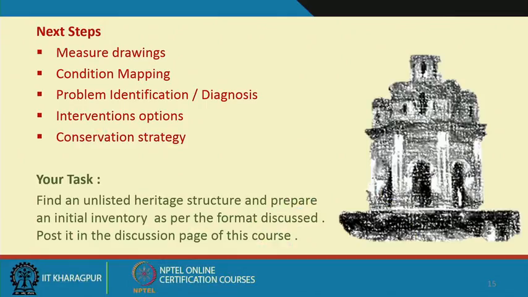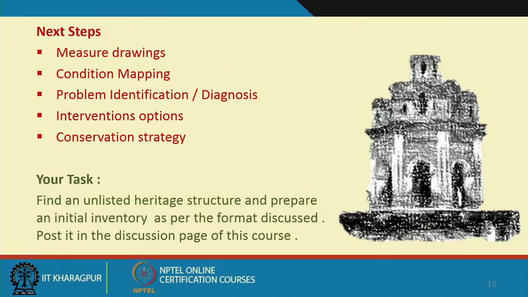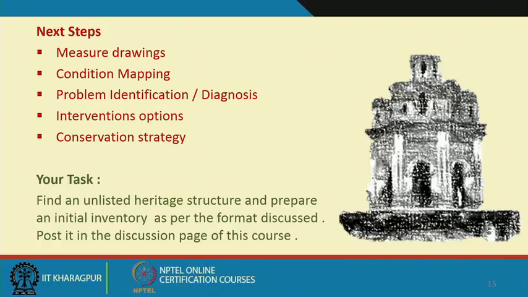Now, after discussing that, I would like you also to do something like that. So, what is your task? Your task is to find an unlisted heritage structure which you think is heritage. It can be any type, a temple, a house, or a small structure, whatever, which is located near your place and accessible to you. Find an unlisted heritage structure and prepare an initial inventory, almost following the format we have discussed, and post it in the discussion forum of this course. Send that to us, then we will react, and all of us can discuss it.